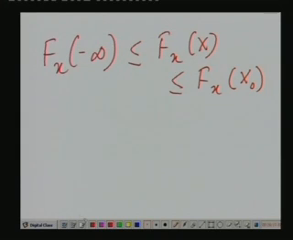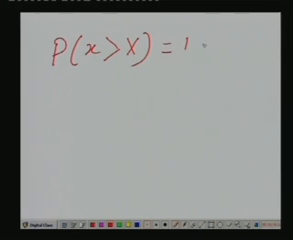Next, you consider this: the probability of this random variable X taking a value greater than some x, where capital X is any real number, that is equal to 1 minus F_X(x).